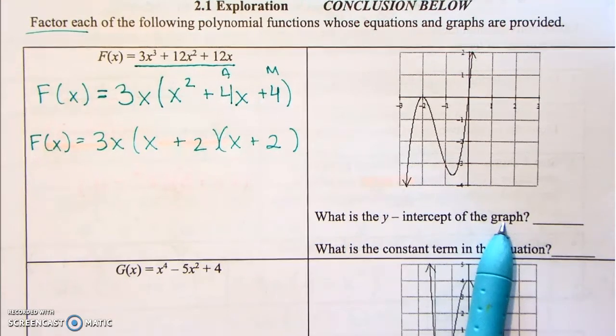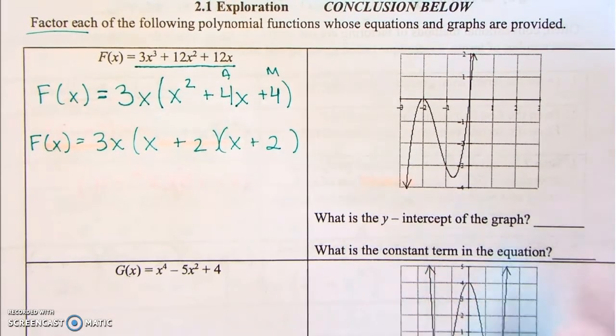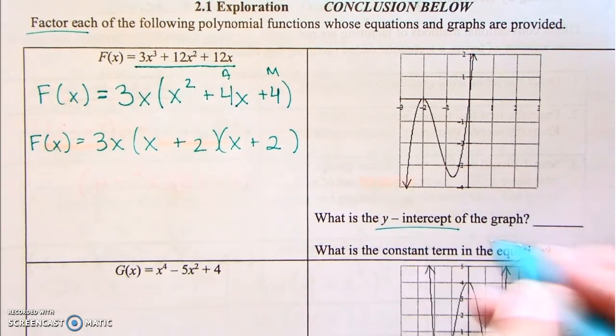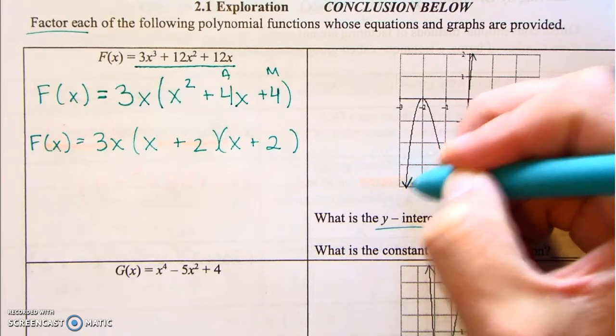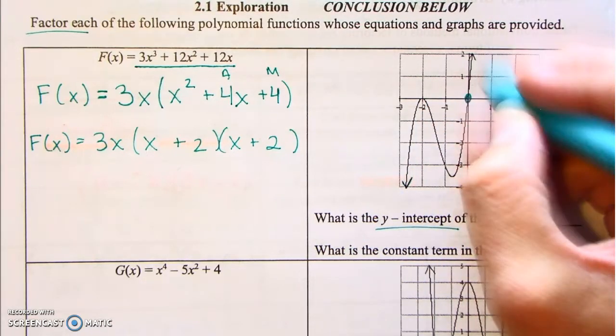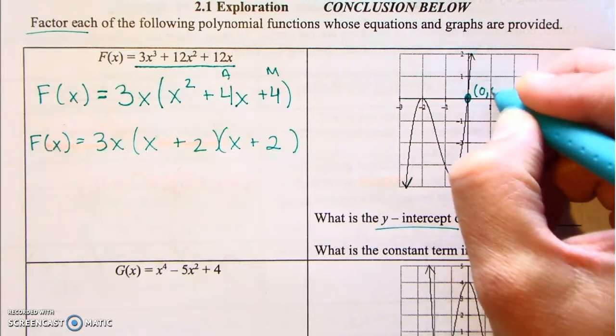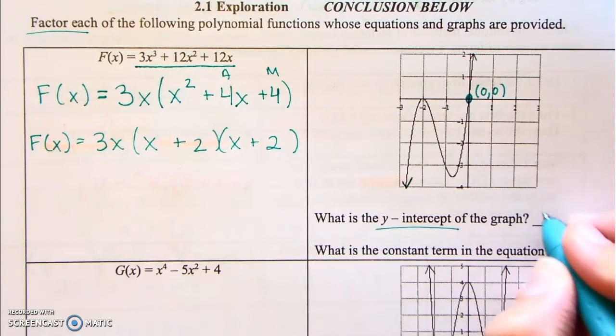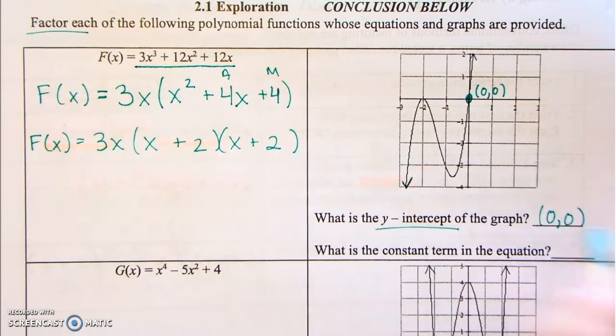Let's explore the graph. All we're going to do is answer these questions. What is the y-intercept of the graph? Okay, let's see. We have an arrow, we go up, we go down, and here is our y-intercept. What point is that? 0, 0? Okay, 0, 0.